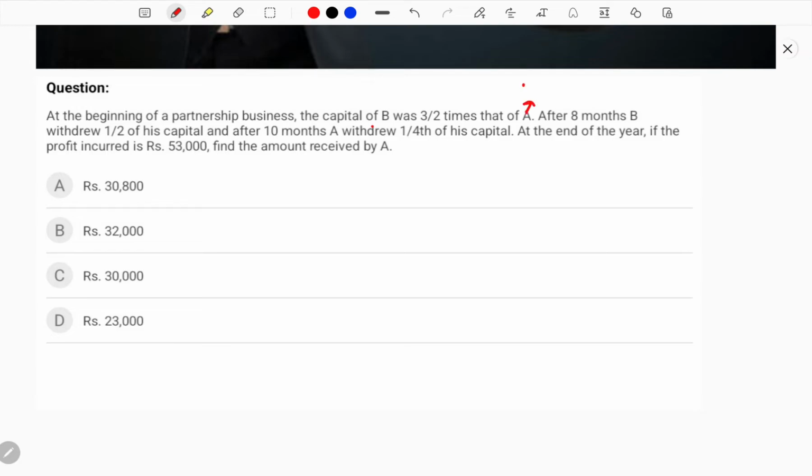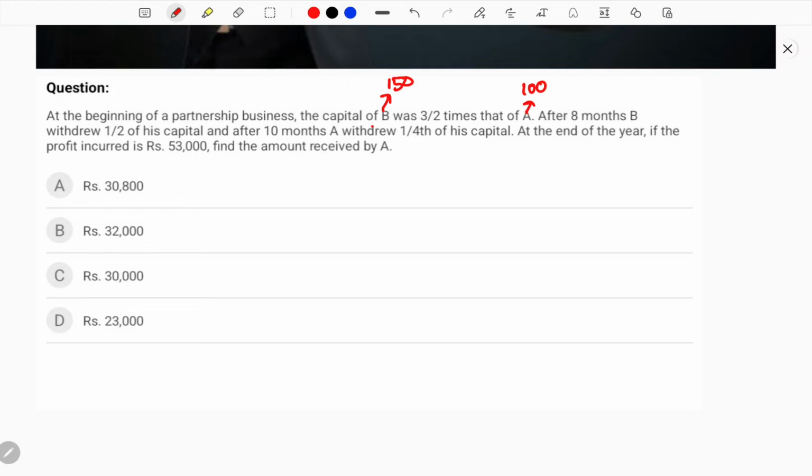Let me assume that A invests 100. A invests 100 means B is 3 by 2 times of 100. What is 3 by 2 times of 100? It is 150. Next, I am solving the problem in a quicker manner, not dragging things.